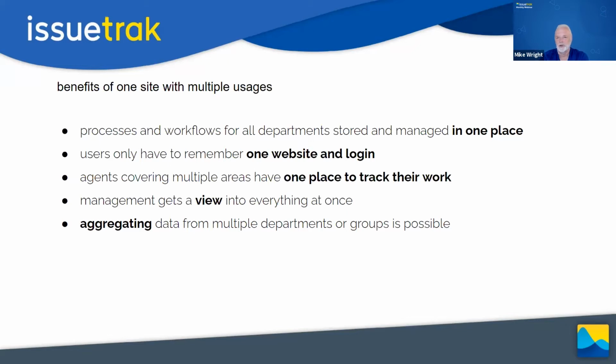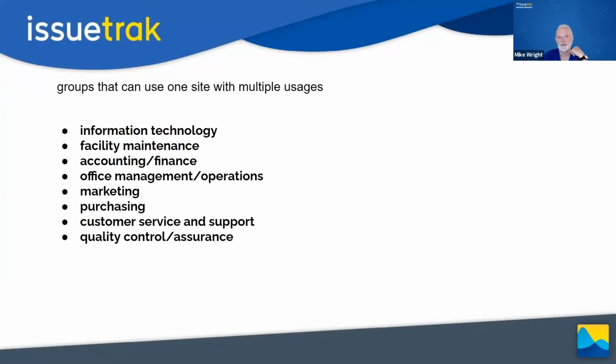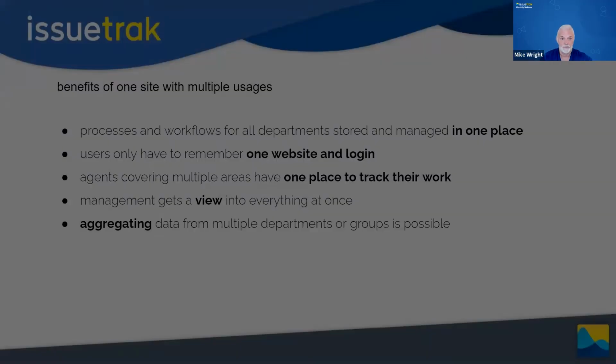Aggregating data from multiple departments and groups is possible because everything is in one place. Then you can pull reports based off of multiple data sources within our tables. Groups that can use one site with multiple uses. This is what we find commonly. It doesn't mean this is the complete list, but things like information technology, facilities management, accounting, finance, office management, operations, marketing, purchasing, customer service support, quality control, and any combination thereof. Again, this does not mean these are all the groups. These are just example groups that we use. We don't even know all the groups, to be honest with you.